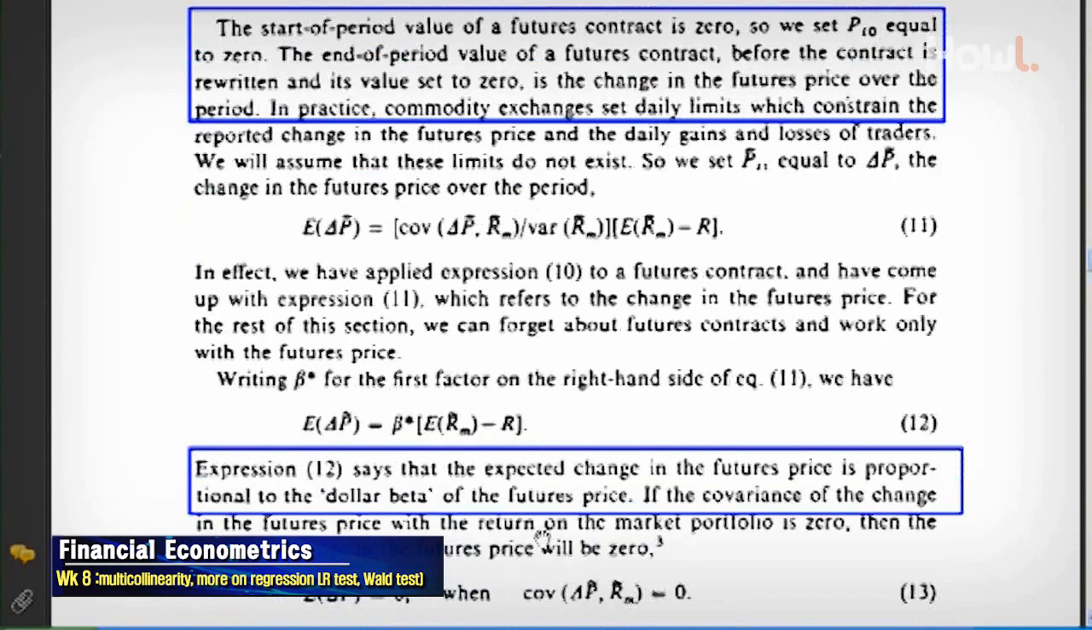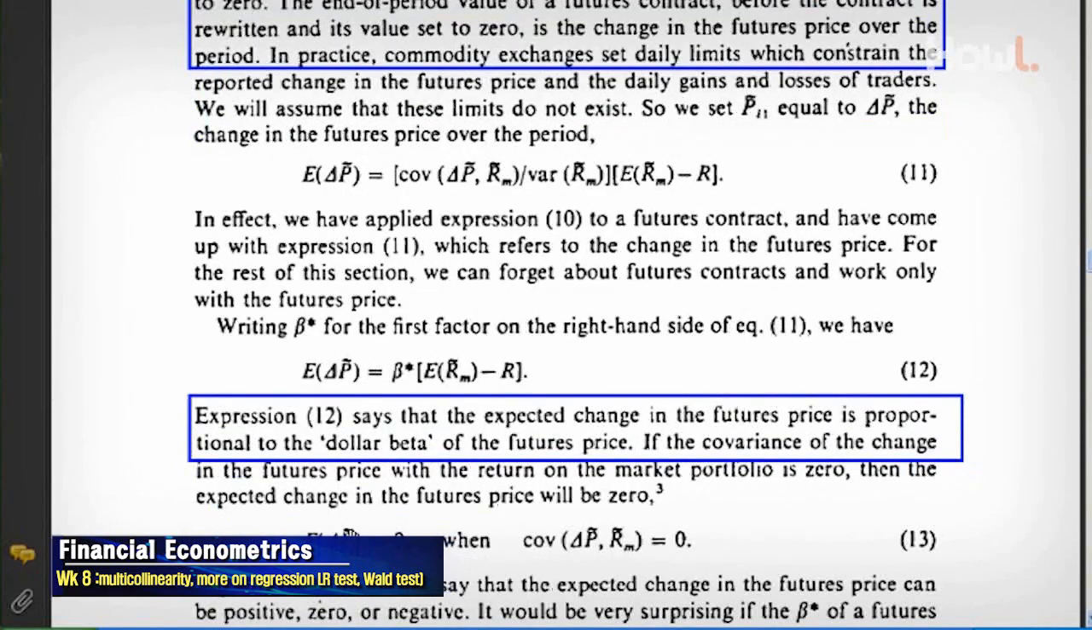So equation 12 says that the expected change in the futures price is proportional to the dollar beta of the futures price. Therefore, if the expected price change of the future is 0, the beta star should be 0, because the market return is always higher than the risk-free rate. To make beta star 0, this covariance should be 0. That means the change of the future price and the return of the market portfolio are not correlated with each other.